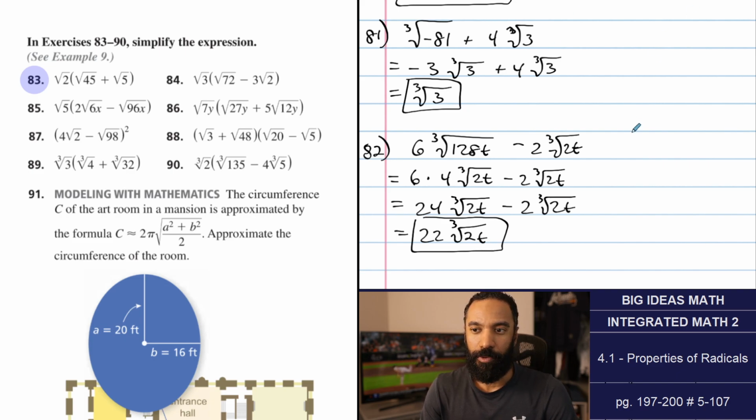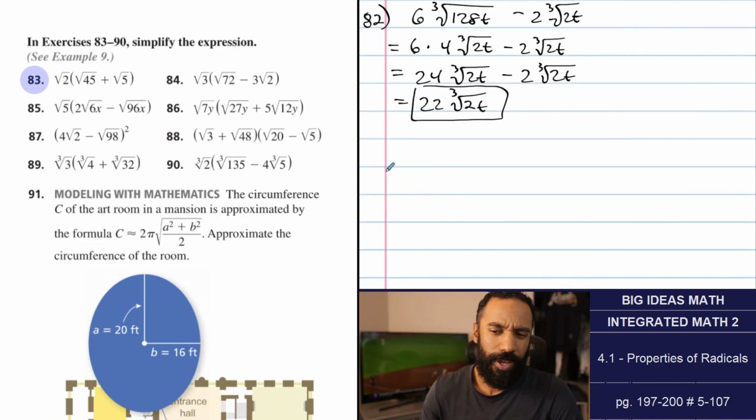Okay, we've got more of the simplifying. We have multiplication. I was wondering if those were going to show up. I said, wait a minute, why aren't they showing up in this section? Because they have their own.